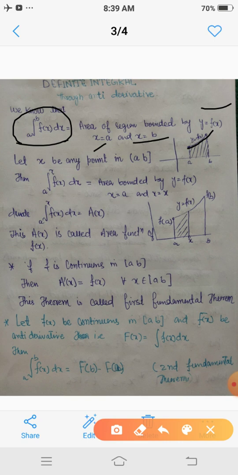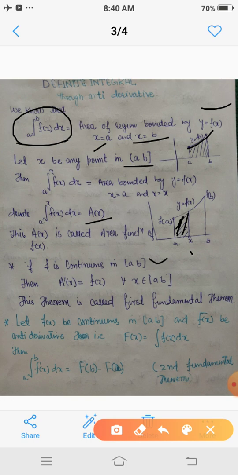Now let x be any point in this interval a to b. If we consider y equals f of x, and we denote A of x by the integral from a to x of f dx, then it represents this shaded area here. Because x is a variable, this A of x is a function of x, and it is called the area function of f.